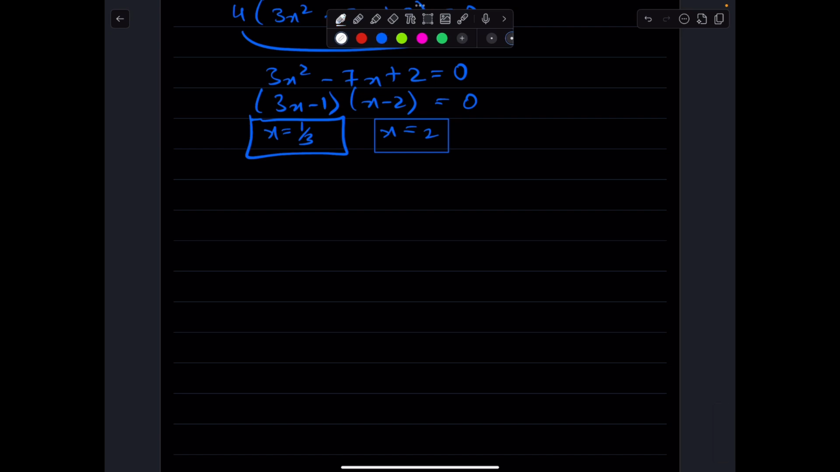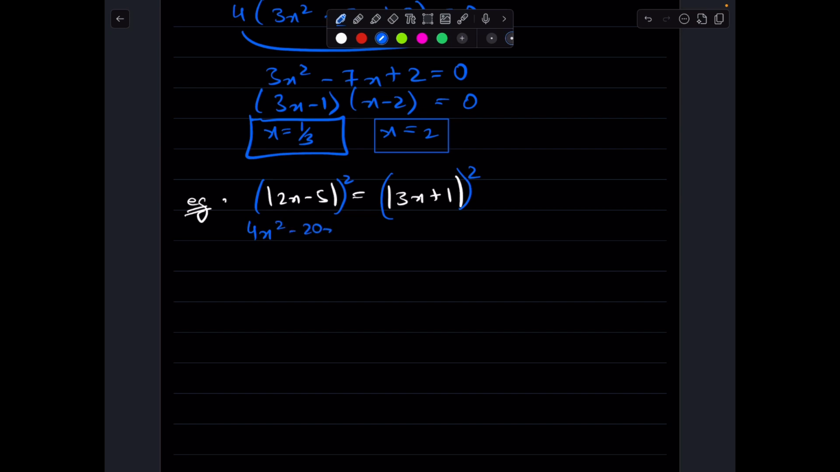So let's take a second example too. Let's say we have 2x minus 5 inside the modulus and 3x plus 1 also inside the modulus. Since we have modulus on both sides, we have to square both sides again. We'll apply the identity. So we have 4x square minus 20x plus 25, since we remove the modulus. And then on the right hand side we have 9x square plus 6x plus 1.